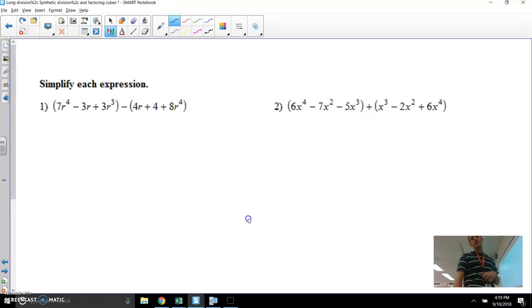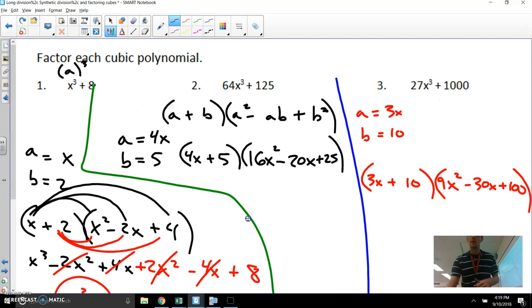Let's get started trying one. Actually, I think I need to write on the board because I don't think I've snapped pictures of these. So give me just a second.